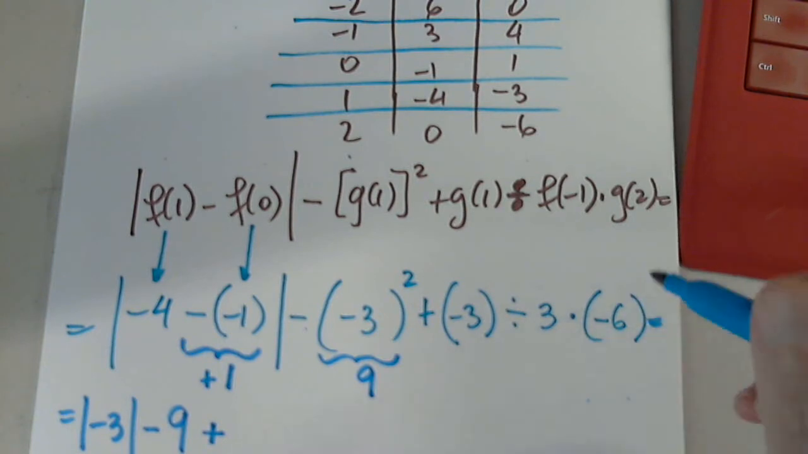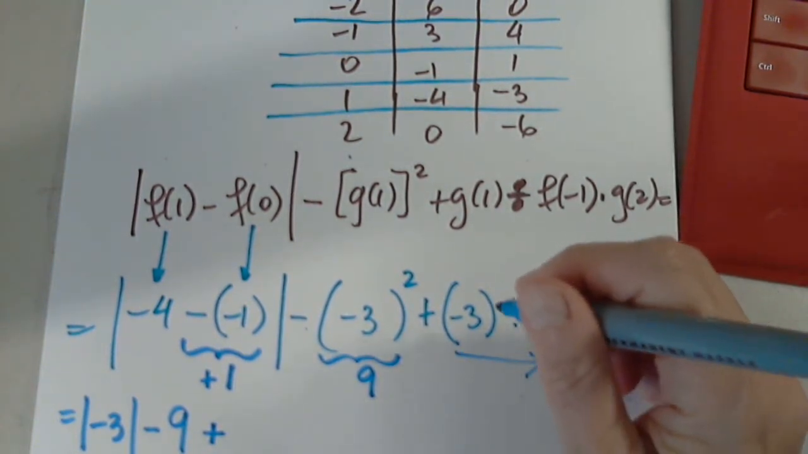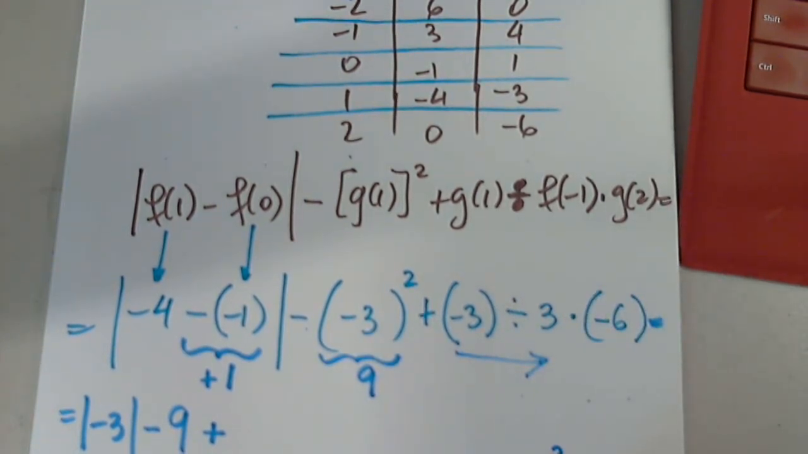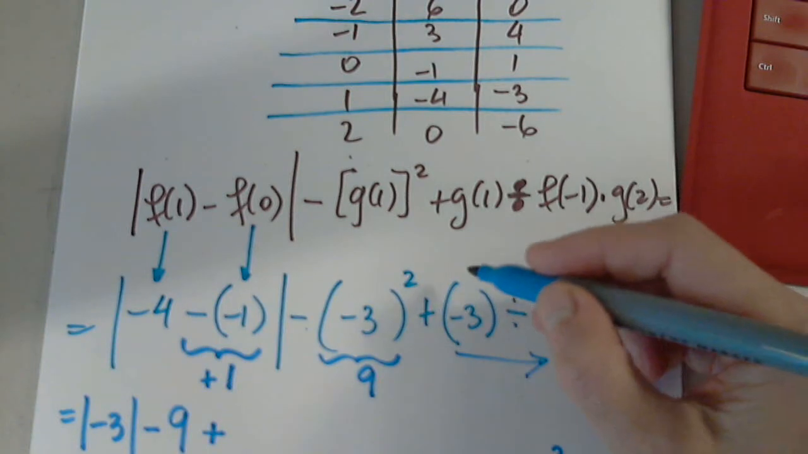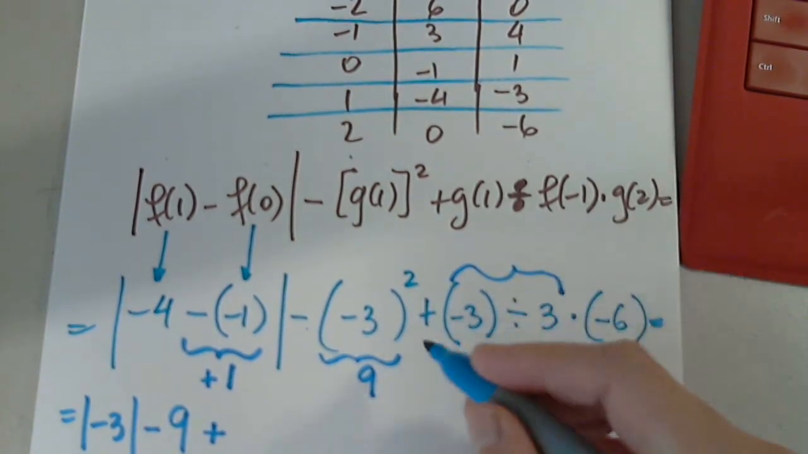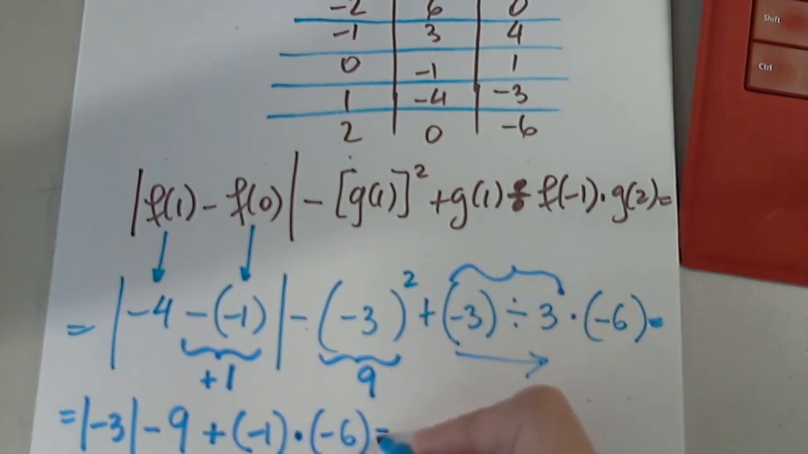These operations have to be performed from left to right. First, I have to divide -3 by 3. So when I divide -3 by 3, I get -1. So this operation is -1. I copy the positive symbol. In parentheses, I copy -1. And then I have to copy the multiplication symbol, and in parentheses again, -6.